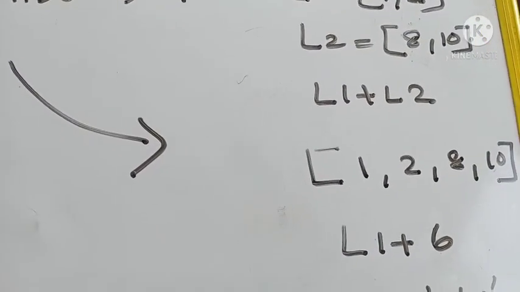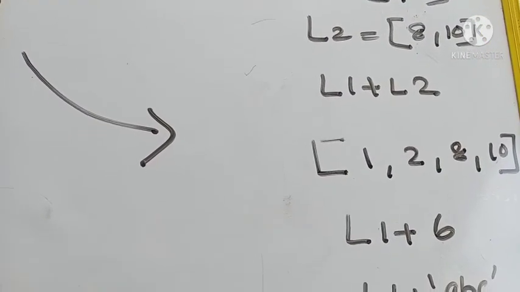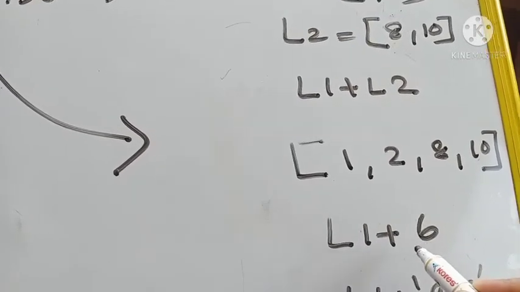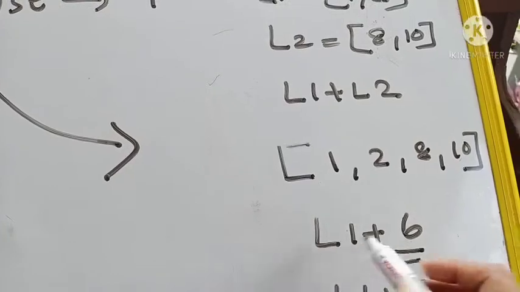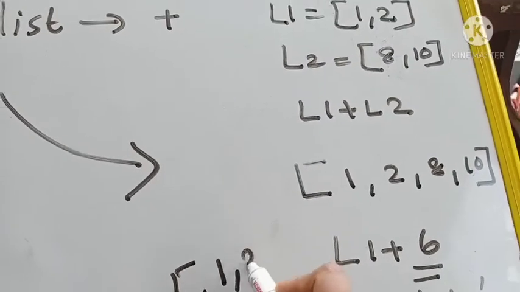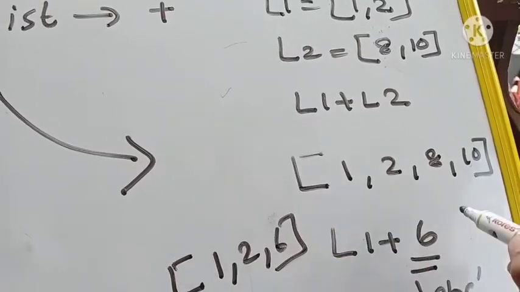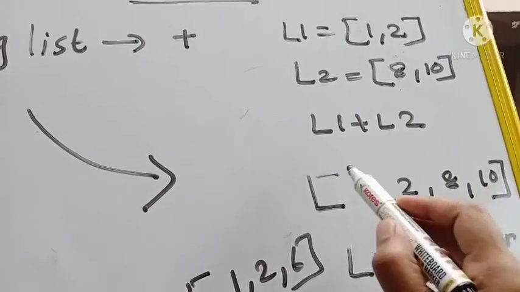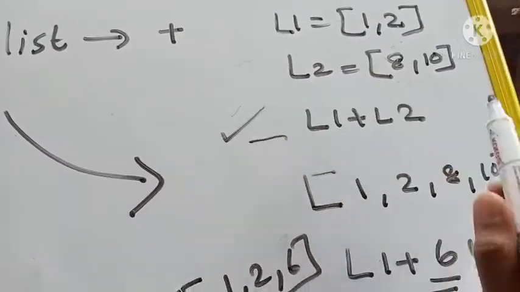Okay, and one more thing is that you can add a list with a list only. Don't think that when you are trying to do L1 plus any number you can add. Don't think that you will be getting the answer 1 2 6. Don't think like that. It will generate an error. That means you can add a list with list only.